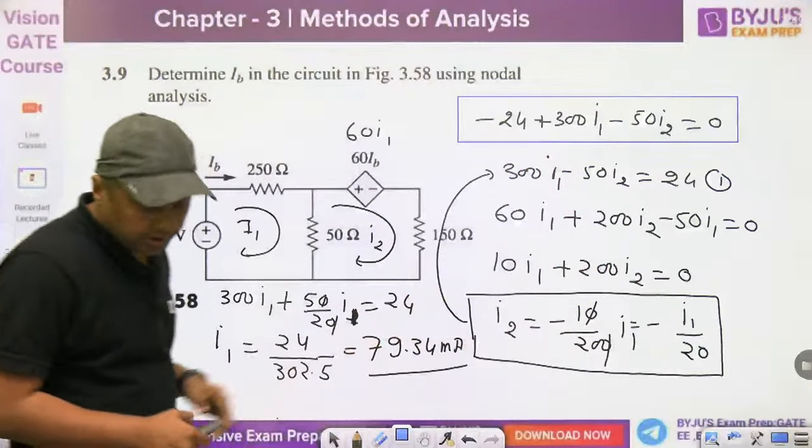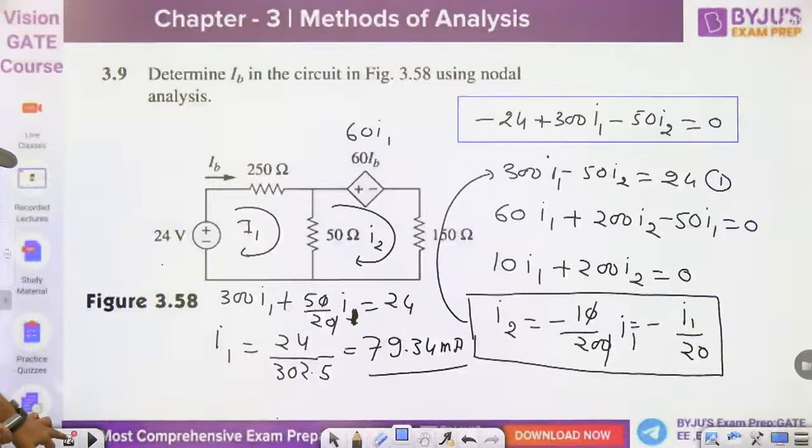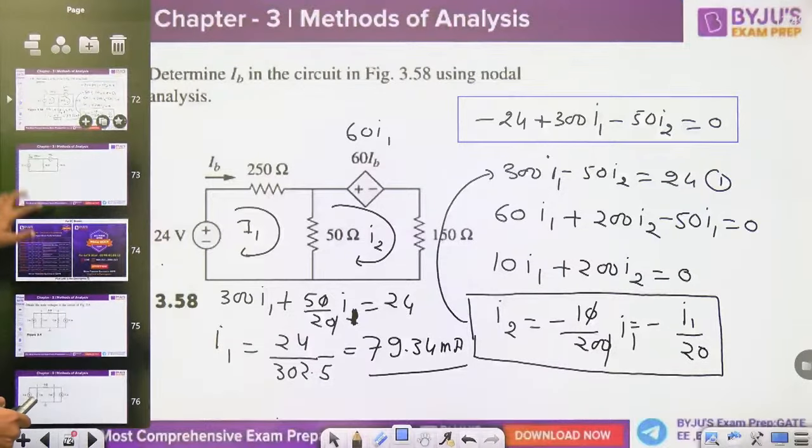Okay then. Now this is the answer. This is on mesh analysis. We can solve this type of question by using mesh analysis, or you can also solve by using nodal analysis, guys. Yes, you can solve by using nodal analysis.